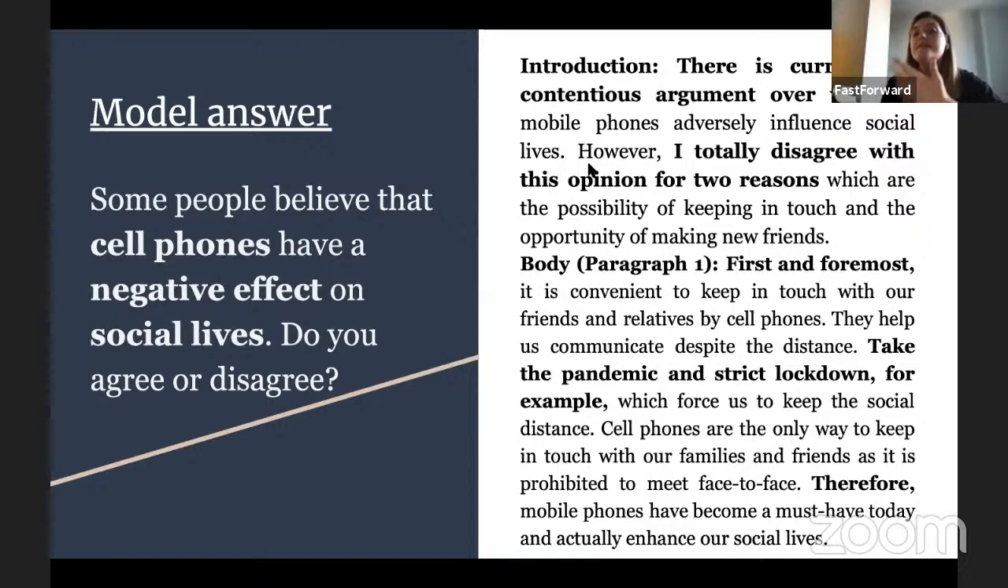Next, my second sentence, exactly the same as I suggested to you. Look at however. I'm building a contrast here. And then I'm saying, I totally disagree with this opinion for 2 reasons. Please look at this highlighted structure. And then I'm moving on to those reasons, which are the possibility of keeping in touch, right? That was my first reason. And my second reason, the opportunity of making new friends. Those were my keywords, my key ideas in my brainstorm, in my first main idea and in my second main idea. All right, that's it.